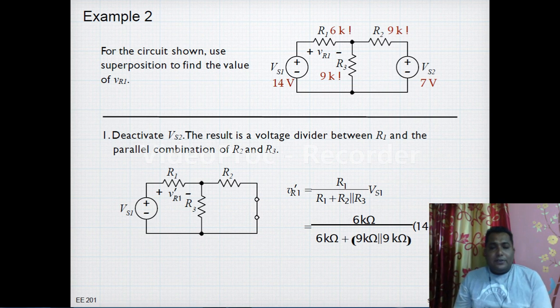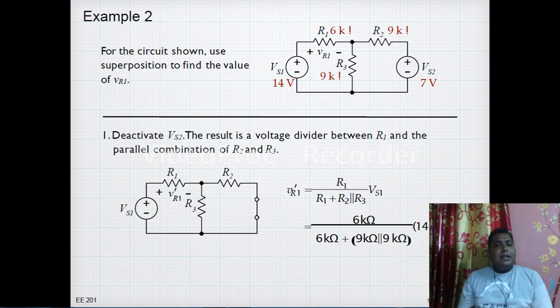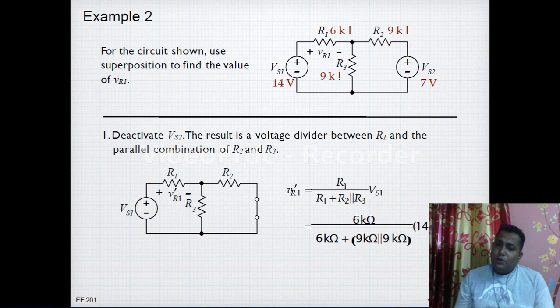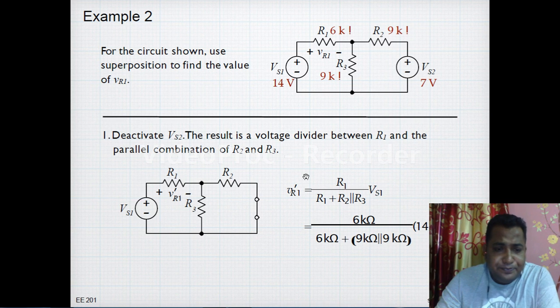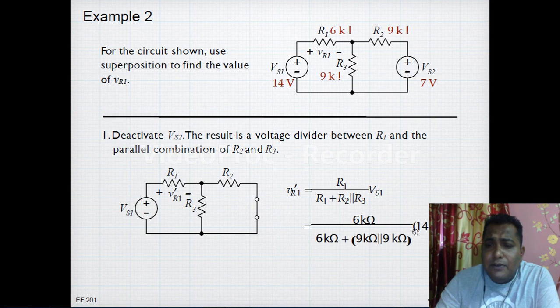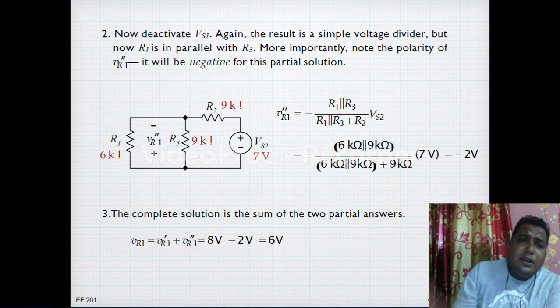But for simplicity, we can directly apply the voltage division rule. So what is the voltage division rule? Here VR1 is equal to R1, through which we have to find the voltage, divided by the series parallel combination of the whole resistance. That is, R2 parallel with R3, in series with R1, times the total supply voltage. Just put the values and you will find this 8 volt is the first step result.